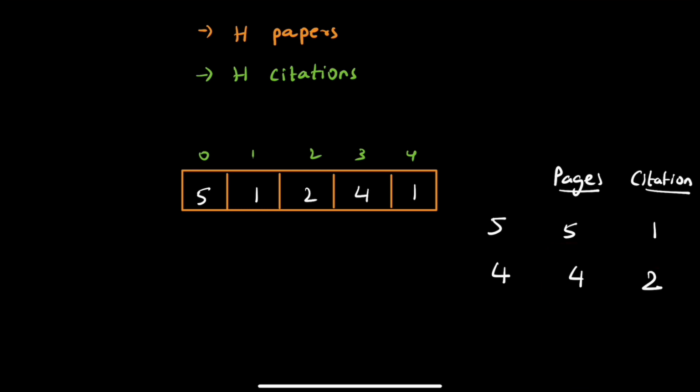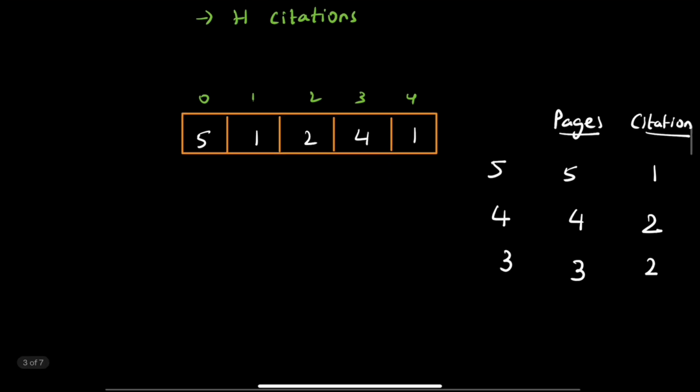So what we'll do? We'll decrement the value again, so we'll look for 3. Now for 3, how many pages do we want to look for? We want to look for 3 pages, right? So how many citations have at least 3 pages? Only 1 and 2, the same. So the citation is 2 again, right? So we'll decrement the value again, so we'll look for 2.